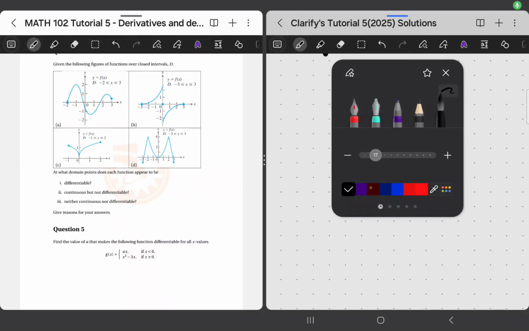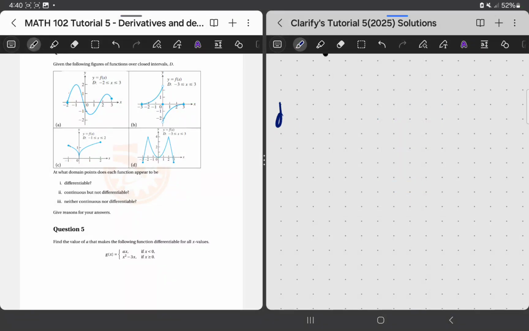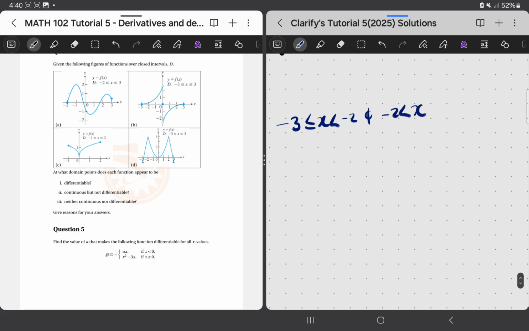Let's say it says here that part D, it's saying D3. Let's do D1 first. Find a point where the function appears to be differentiable. So differentiable, we can say from -3 less than or equal to x, but less than -2. We are not going to include -2. And then we can start at -2 without including it. We go all the way to this next point, which is 2.